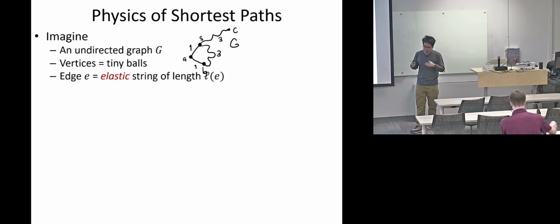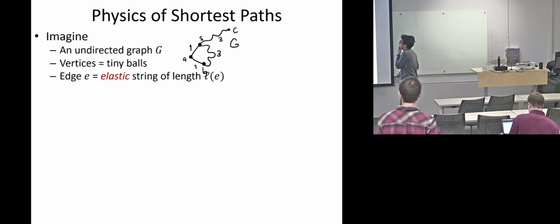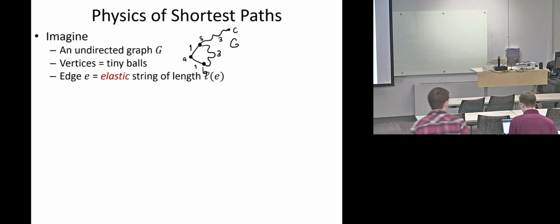Last time I gave some intuition of Dijkstra as water flowing through the network. There's going to be another physical interpretation of things, and I think this might be even better. So you should maybe imagine that you have, let's say for now, an undirected graph, so that the physical intuition works.